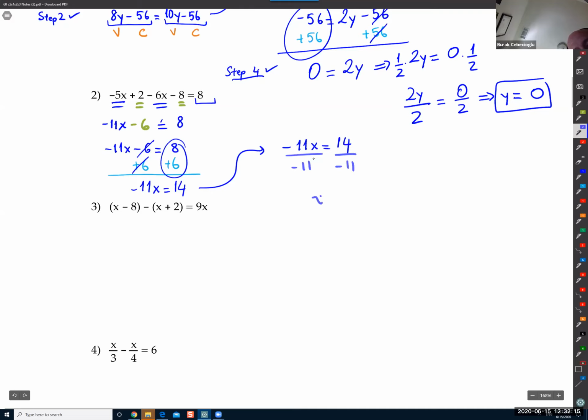Therefore, x is going to be equal to 14 divided by negative 11, or negative 14 over 11.